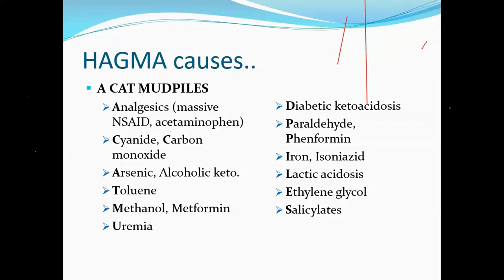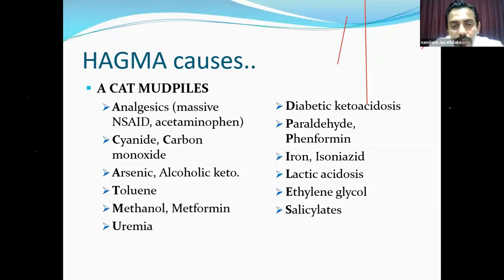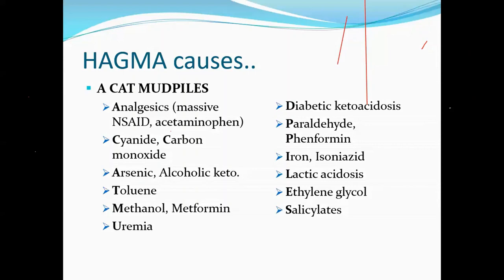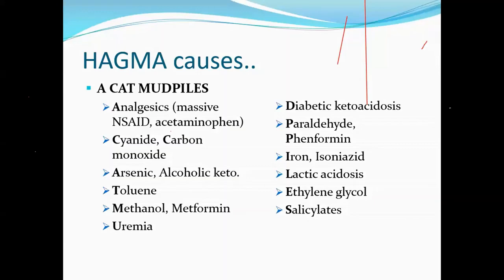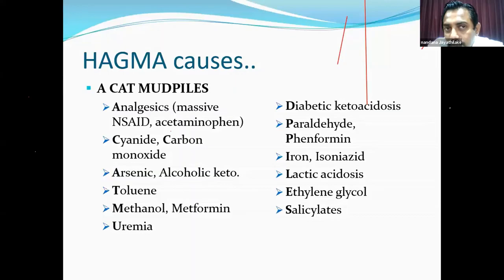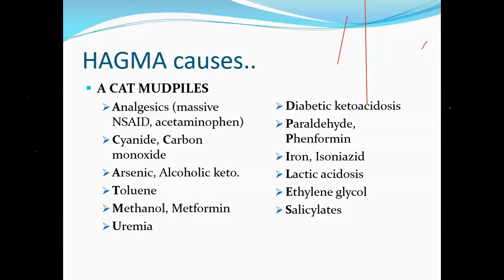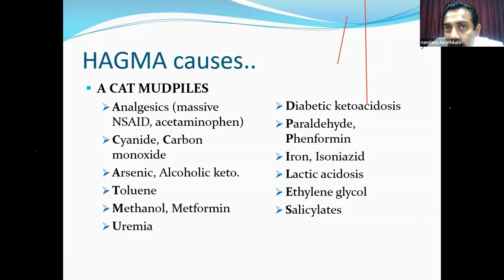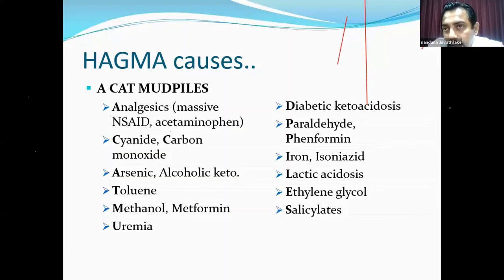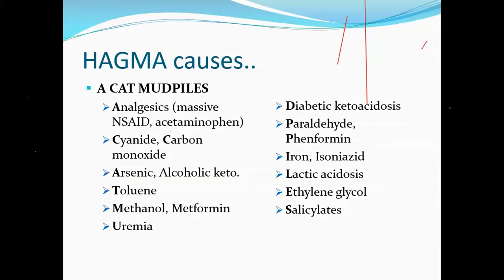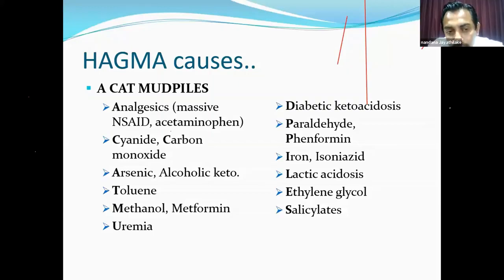It's a very large list, but you can make a simple mnemonic for it: KULT, K-U-L-T. A simple mnemonic for you to work out high anion gap metabolic acidosis. K means ketoacidosis, either diabetic or alcoholic. U means uremia or renal failure. L means lactic acidosis, and T means toxins. Sorry, I couldn't write that one here. K-U-L-T, CULT. So these are the causes for HAGMA.